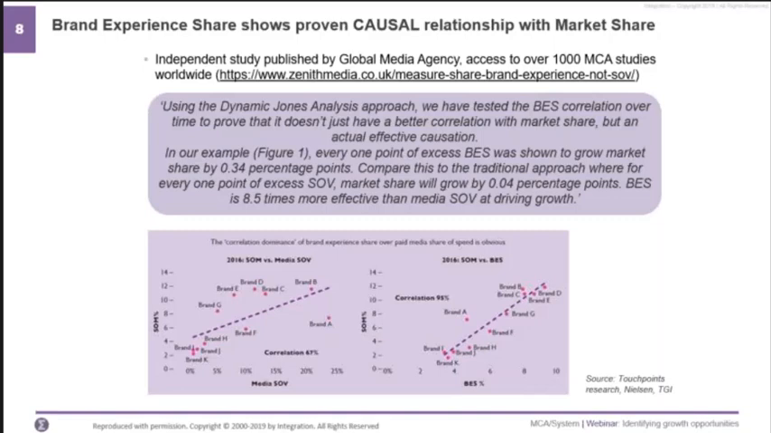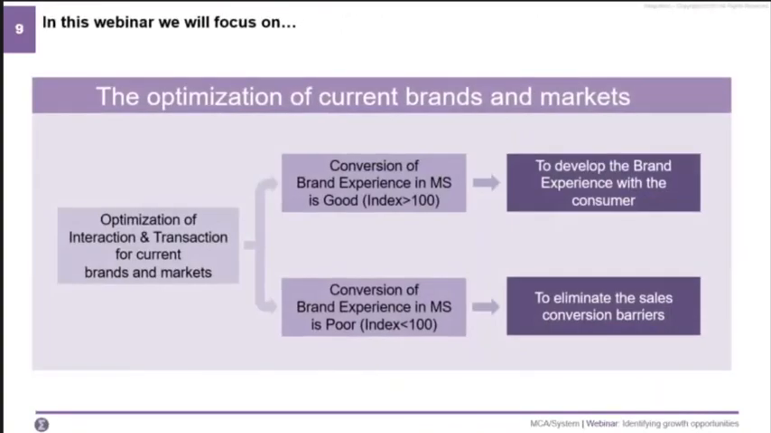So let's look at how we would use it to find growth opportunities. In this webinar, we're going to look at two ways of doing that. And it starts by looking at those key business indicators that I talked about at the beginning, the interaction and the transaction ratio in our current markets and for our current brands. You can also use this to start establishing in places or categories where you are not currently operating, where there is a big business opportunity, but that's a subject for a different discussion. So for today, we're going to look at applying it in your current markets on your current brands.